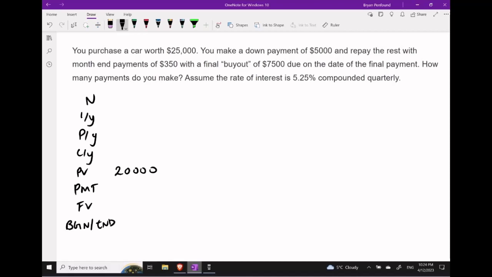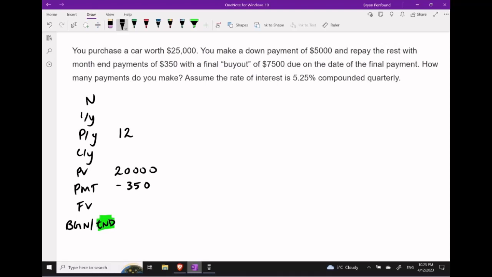we now have the car, which has a fair market value of $20,000 right now, less that down payment, or we've borrowed money from the bank in order to finance the car. So we're going to take that PV to be positive. Our payments are going to be $350, and those payments happen at the end of every month. So our payment frequency should be 12.